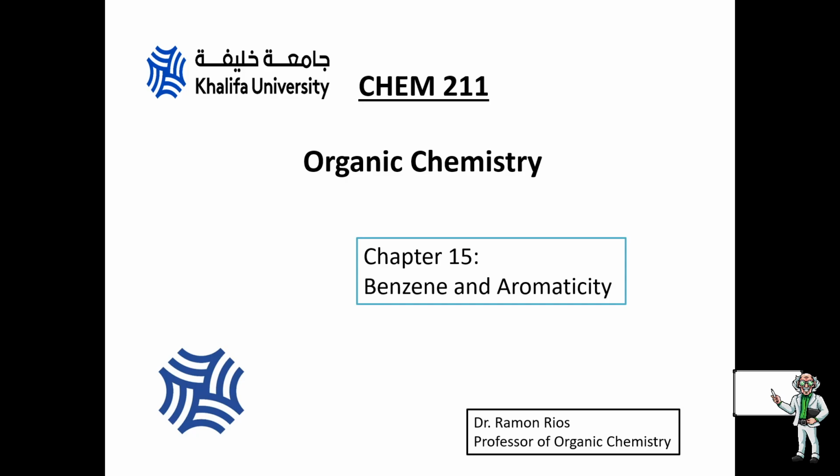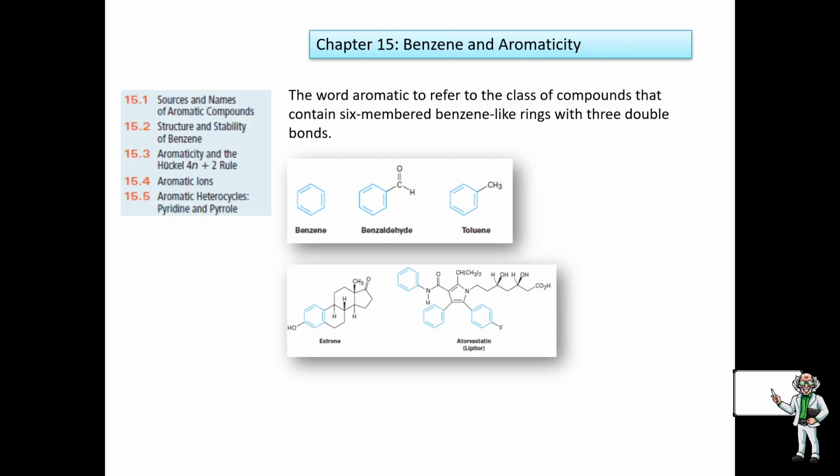What we will explain today will be basically the sources and names of aromatic compounds, structure and stability of benzene. We will talk about the aromaticity and the Huckel 4n+2 rule, aromatic ions, and finally we will talk about aromatic heterocycles. We will focus on pyridine and pyrrole.